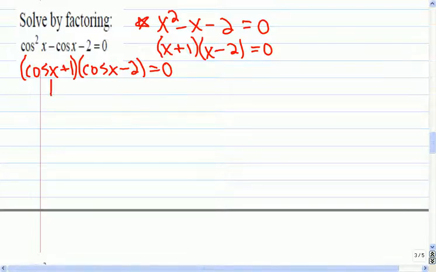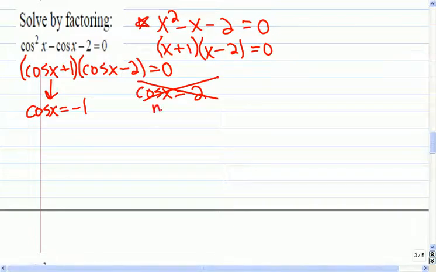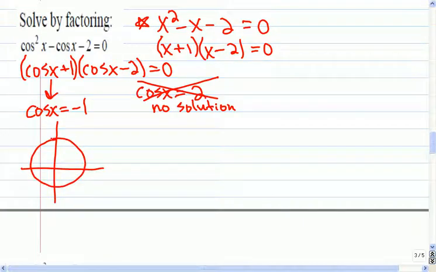And that gives me two pieces. One where cos x equals negative 1, and another where cos x must equal 2. So the nice part about this is we can immediately say there's no solution to this example. But for cos x to be equal to negative 1, that's going to be on the unit circle. So at negative 1, the x-coordinate is here. That is the angle x equals pi. Okay, so for this equation, there's actually only one solution. It happens at x equals pi.